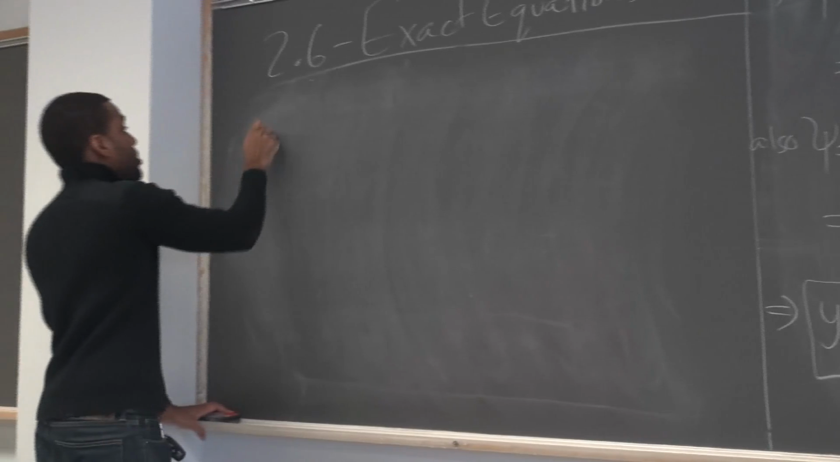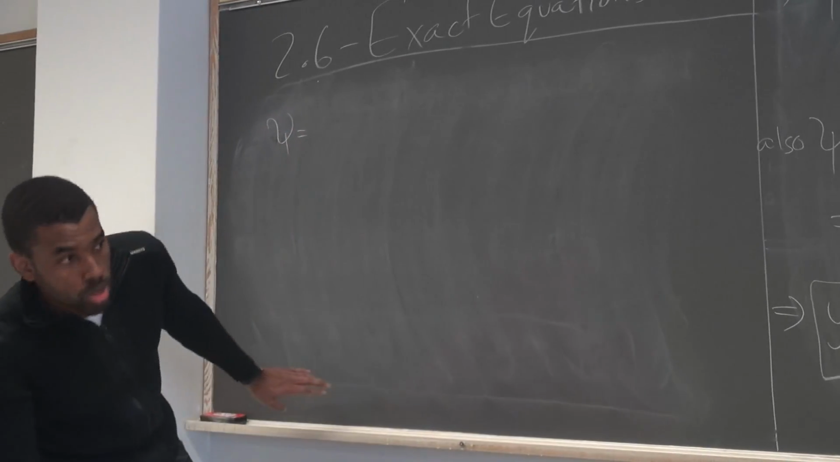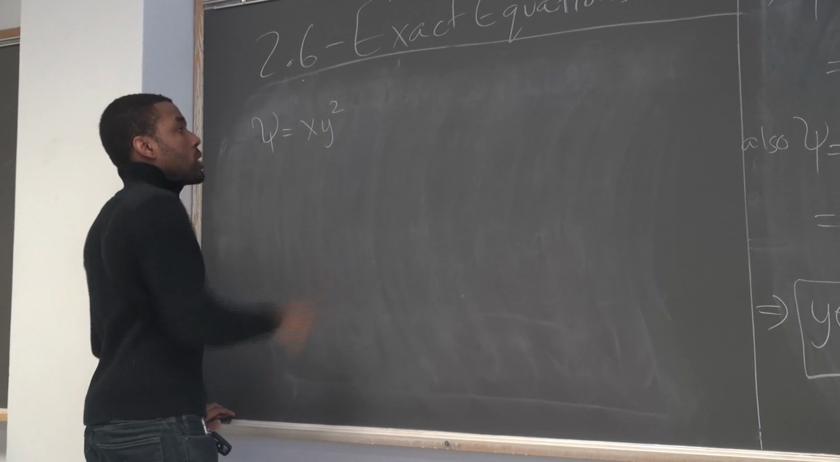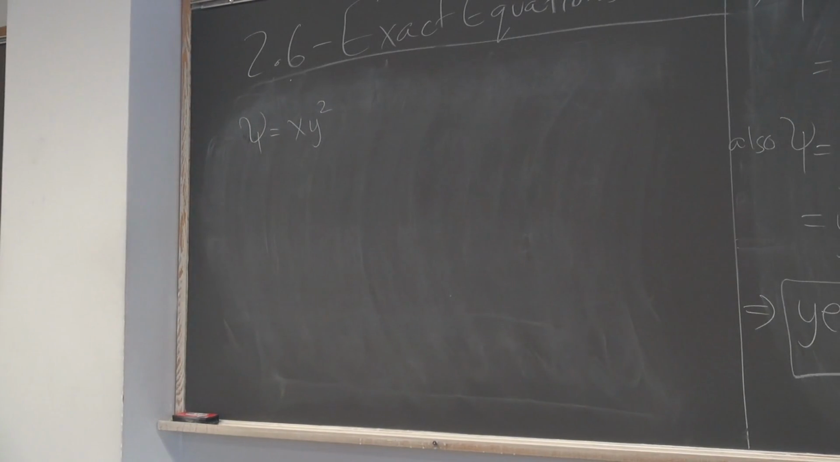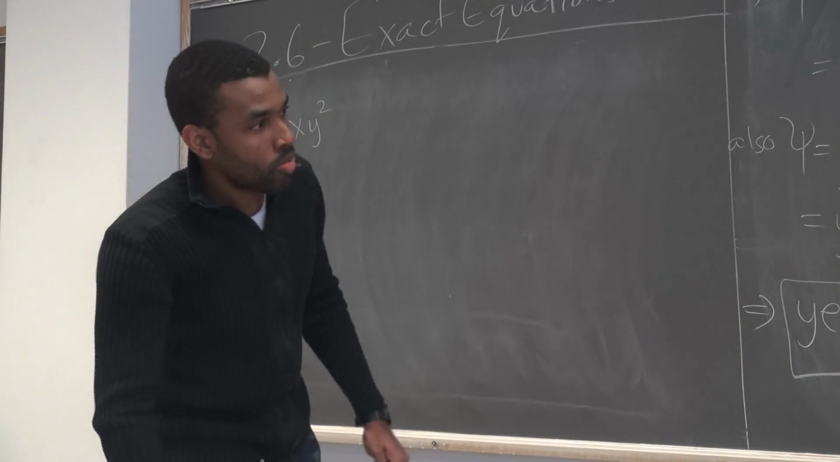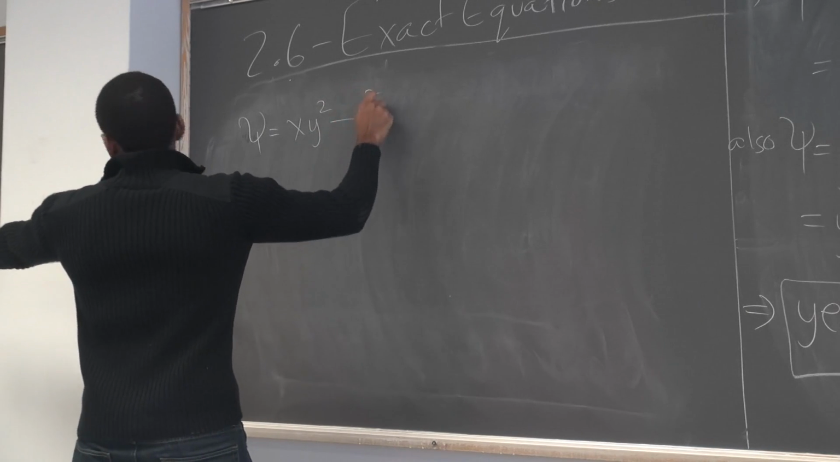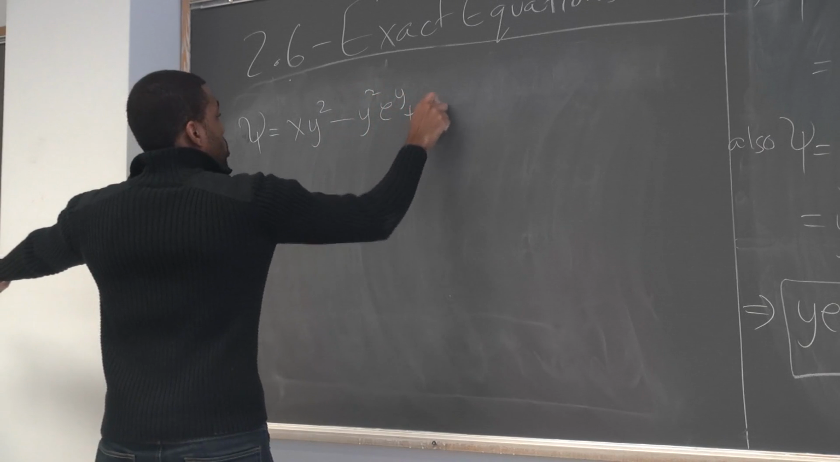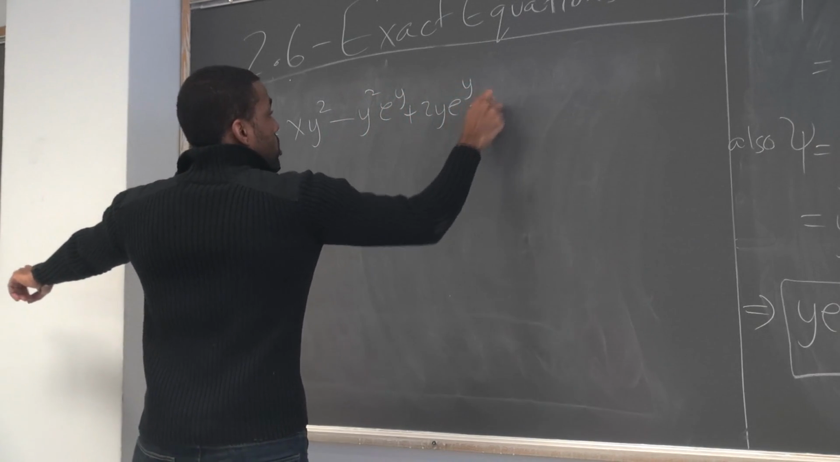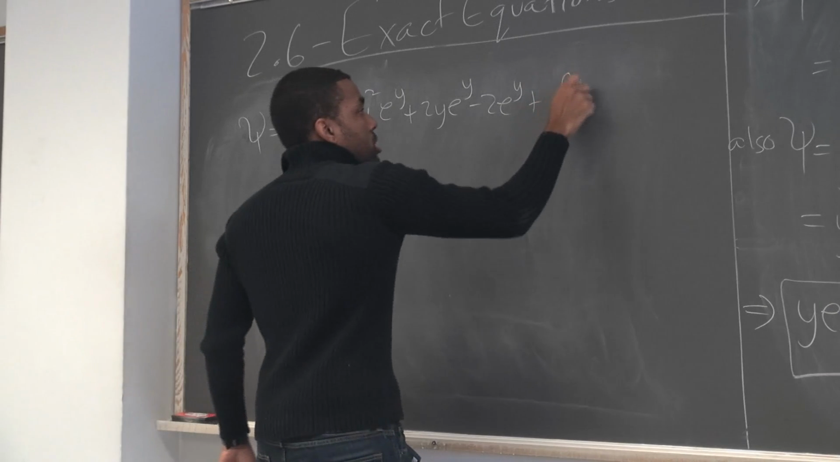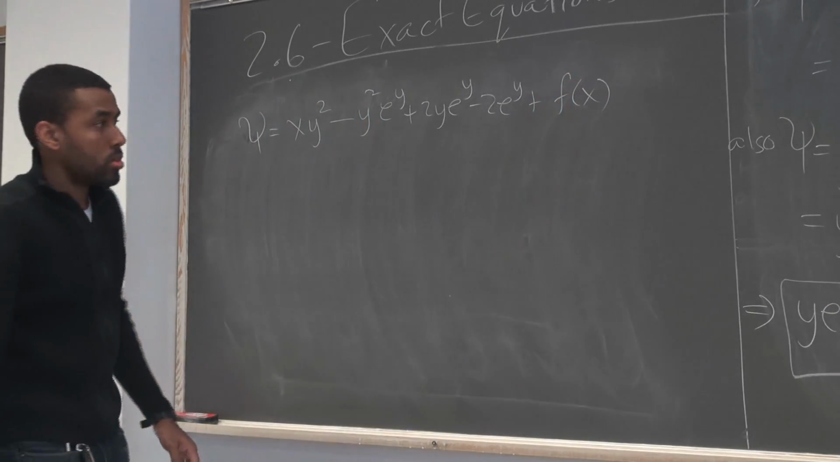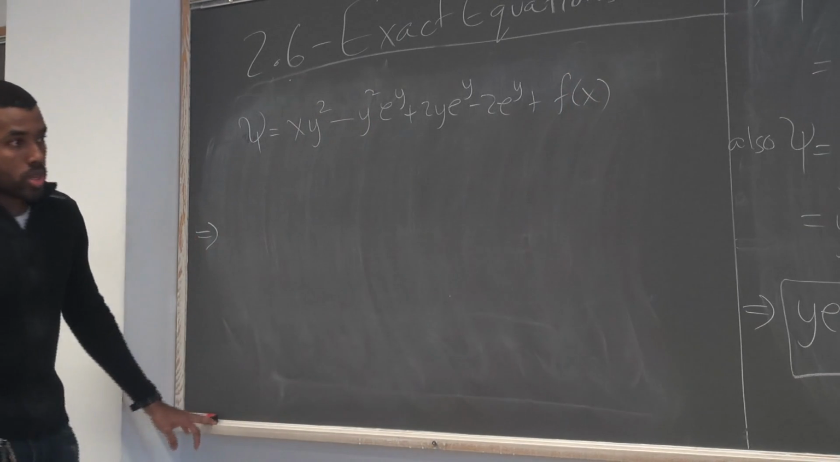So now we have that v is equal to xy squared. You guys want to look it up? It's called tabular integration. If we learned this back in Calc 2, things would have been much easier. And then minus that guy, so it's minus y squared e to the y plus 2y e to the y minus 2e to the y plus some function of x. And this will give us our solution.